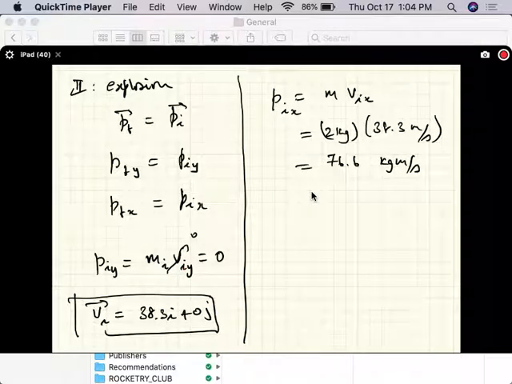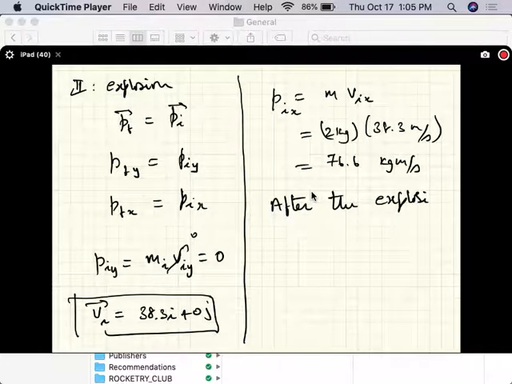Momentum is mass times the y component of the velocity, and the y component of the velocity is 0. All right, so now let's look at after the explosion. Okay, so the explosion has happened over here.